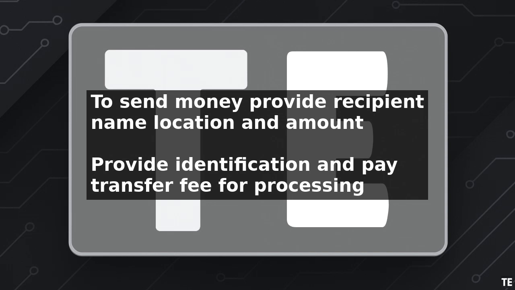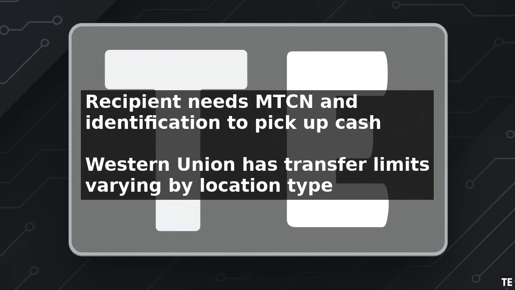the money. To receive money, the recipient will need to go to a Western Union location and provide the MTCN, as well as a form of identification. They will then be given the cash.